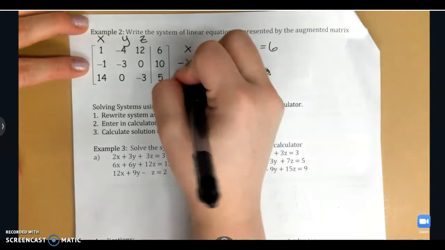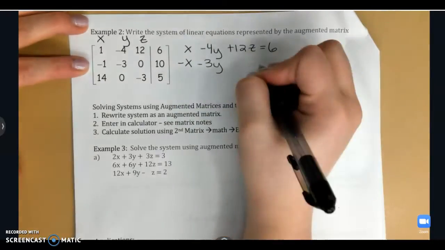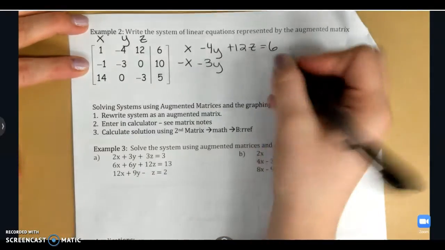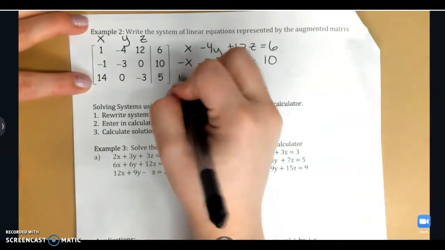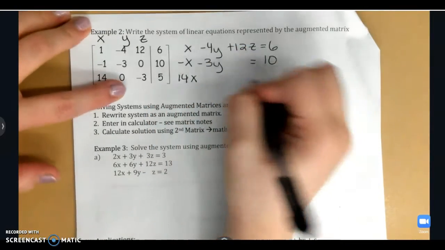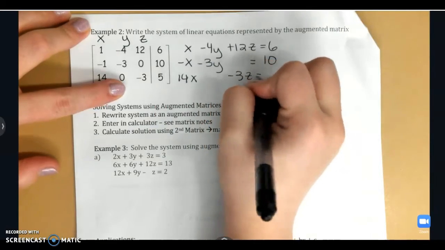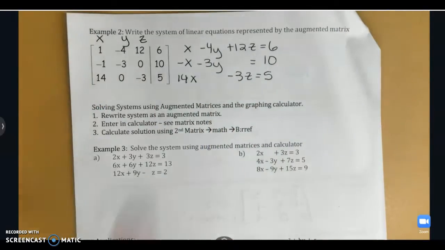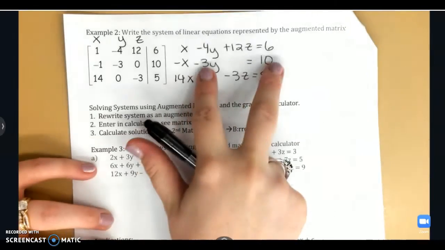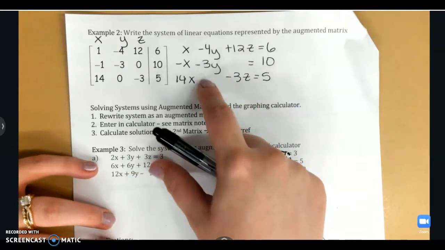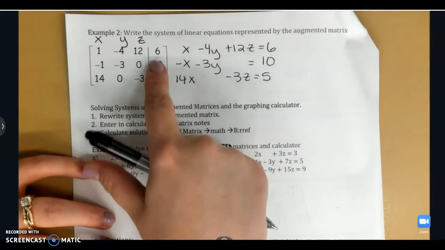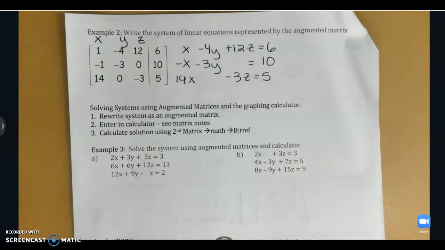Then negative 1x minus 3y, no z, because I have a 0 there, equals 10. Then 14x, no y, minus 3z equals 5. And notice, you could just be putting these things closer together, but leaving that gap here helps to remind you that that would be a 0 in your matrix and vice versa.